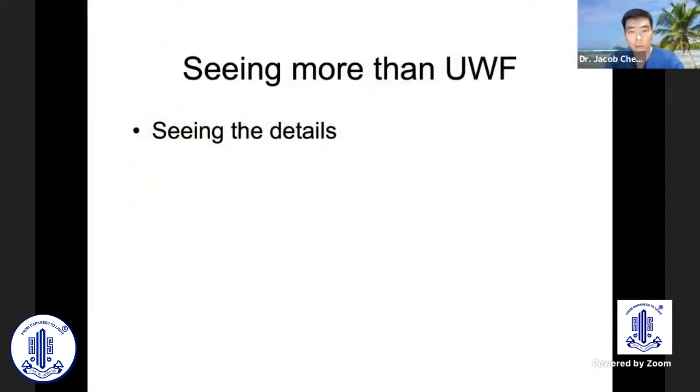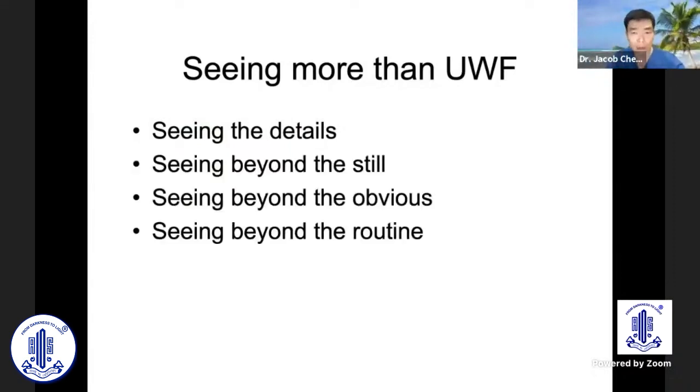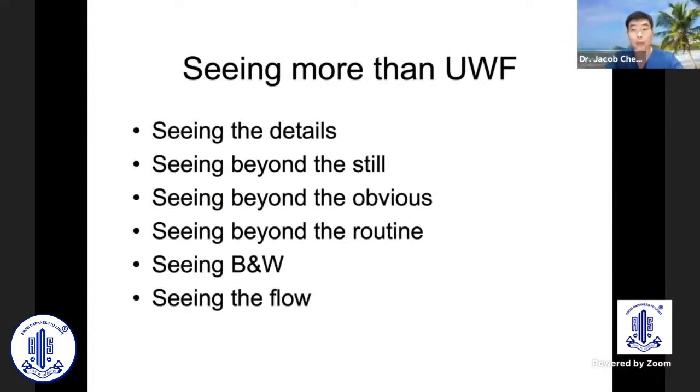So in seeing more than ultra-wide field, we do want to go back to the details. We look beyond the still photos. We want to look beyond the obvious, beyond the routine, as we do have black and white with the red-green channels, as well as autofluorescence, as well as fluorescein angiogram and ICG to make it a compact kind of multimodal imaging on the Optos widefield system.